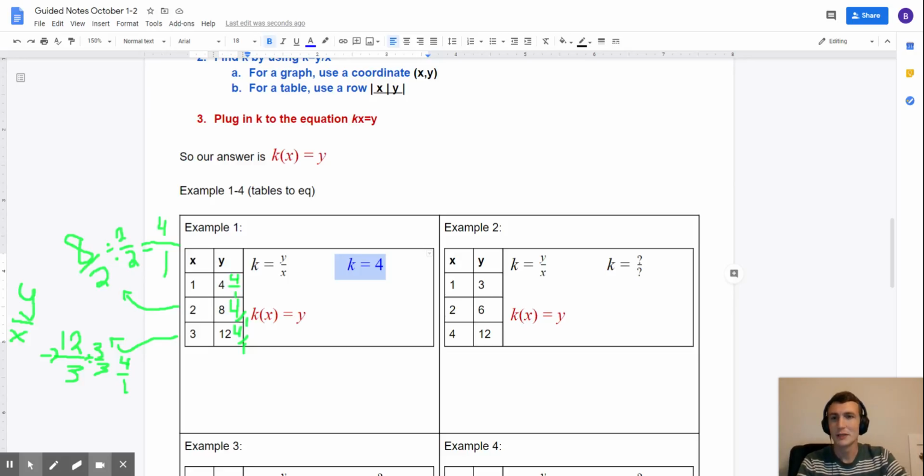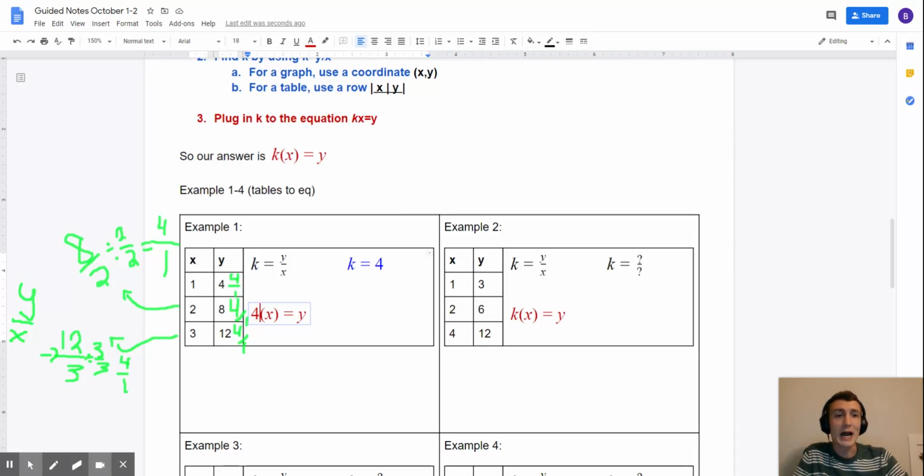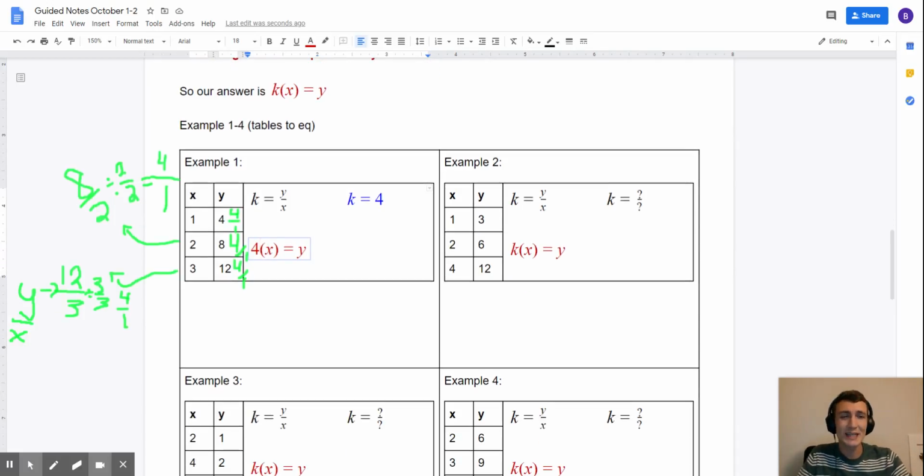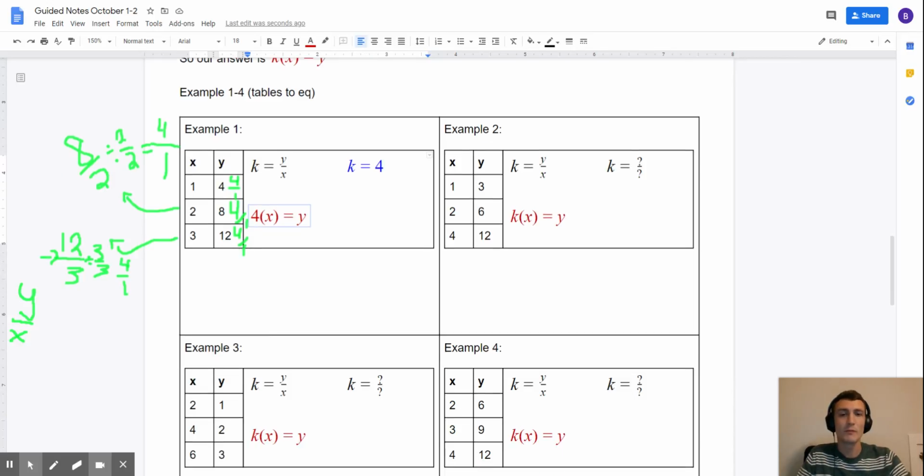Now the final step, plug in k. What's k equal? 4. 4x equals y, and that's it. We are done. It's that easy, Mr. V? Yes, it's that easy. Now, we're going to do a couple more together here, and I need you to do 2 independently. Work on 2 by yourself. I'm going to say that again. Work on 2 by yourself.